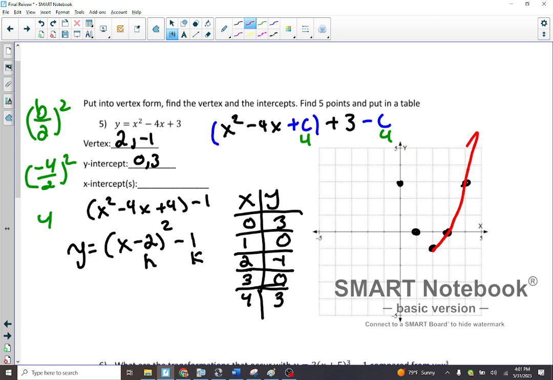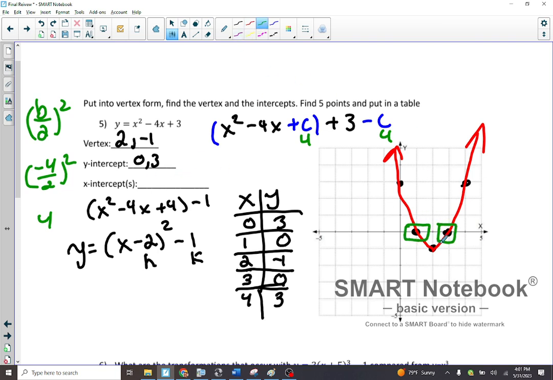And then I just graph my parabola. You're plugging into the beginning equation? You could plug it into either one, either your vertex form or the beginning one. It'll give you the same answer, assuming you did the work correctly. Your x-intercepts is where it hits the x-axis.